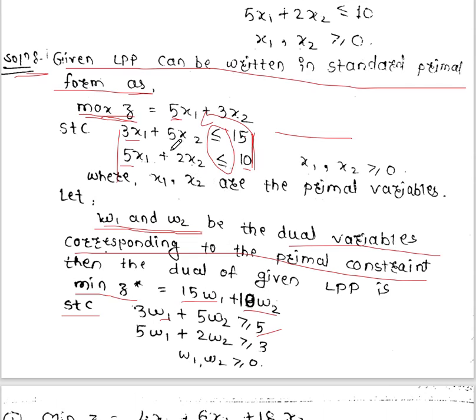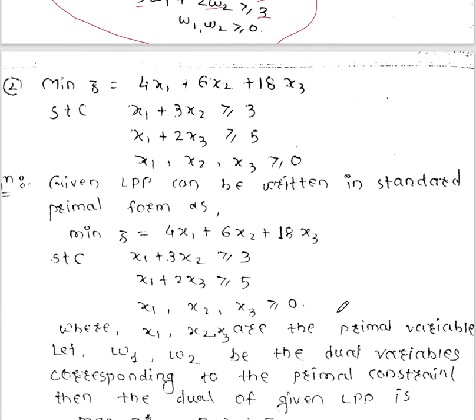Then second, 5W1 plus 2W2 greater than equal to C2. C2 means this, that is 3. W1, W2 greater than equal to 0. So this is the dual problem of the given primal problem. This is a simple example on a dual problem, a very easy problem. Now we will see the second problem.